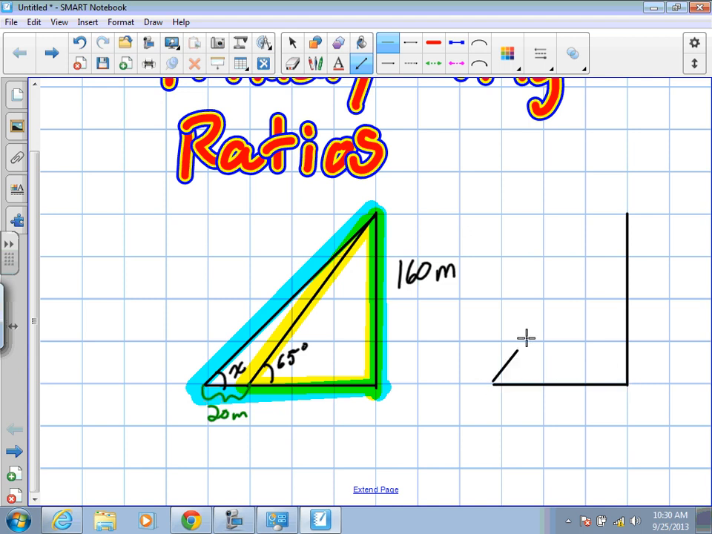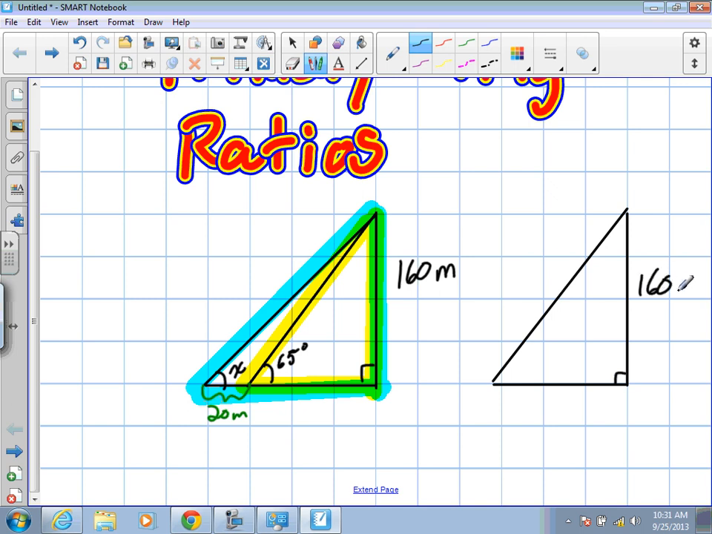and again, we assume the Skylon Tower is perpendicular to the ground. What I mean by that is that it's a right angle to the ground. Okay? So the tower is 160 meters, and we have an angle 65. So we have two pieces of information, and because it's a right angle triangle, we can use either our sine, cosine, or our tangent ratio to solve any part of this triangle. We have enough information to work with this one.